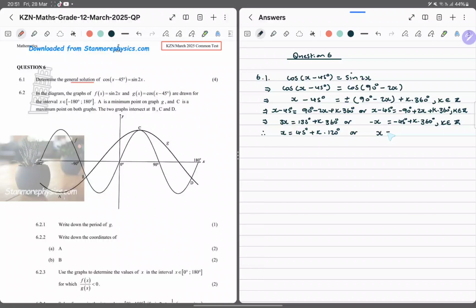Or we just multiply by negative. This is 45 degrees minus k times 360 degrees, where k is an element of integers. So now these are the general solutions. Can you see? When you have the strategy, you know what to do.